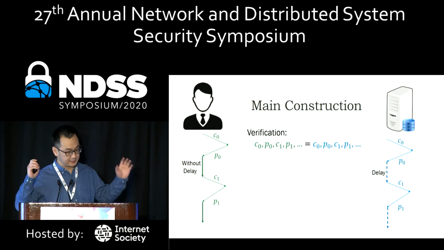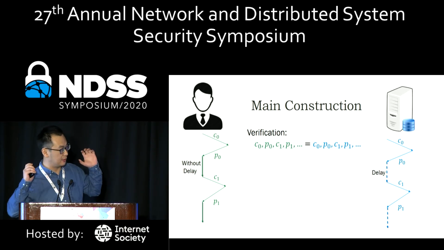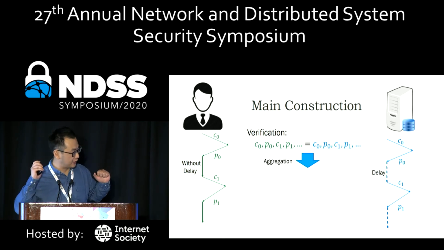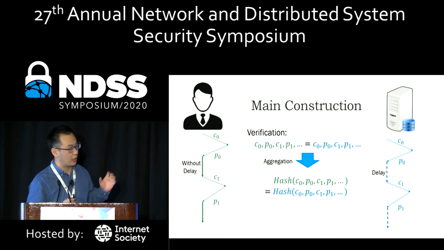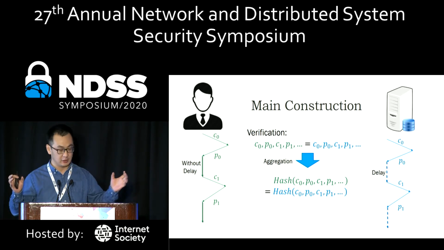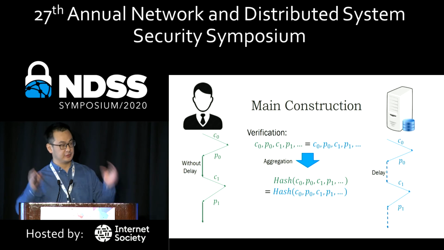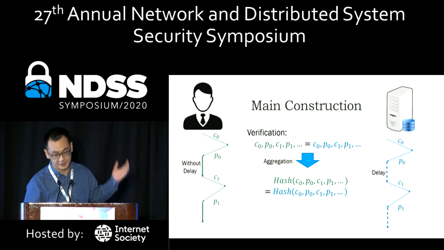Okay, since this verification mechanism is simple, we can further aggregate the proof. Our idea involves a hash function. We can just compare the hash value of all the PORs computed by the data owner and the hash value of the PORs computed by the server. So the verification is extremely simple. We just compare hash values.